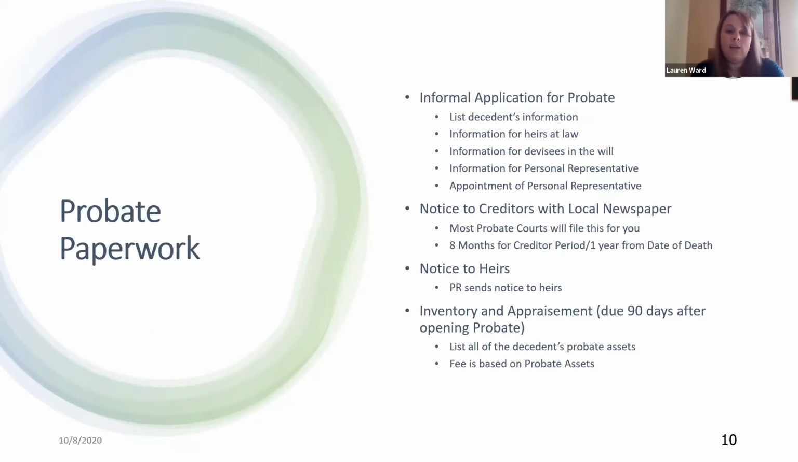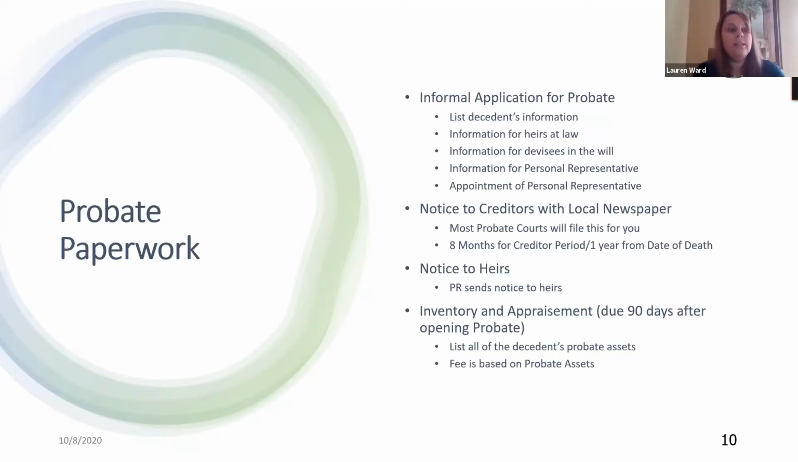But once it's filed, it has to run 3 times in the newspaper, and it's 8 months for the creditor period from the date it runs for creditors to make a claim against the estate, or 1 year from the date of death. You're also going to need to send notice to heirs and devisees, so they know that they were listed in the will. So they have a right to get notice of what's happening in probate and to know what is going on because they are beneficiaries of the estate.